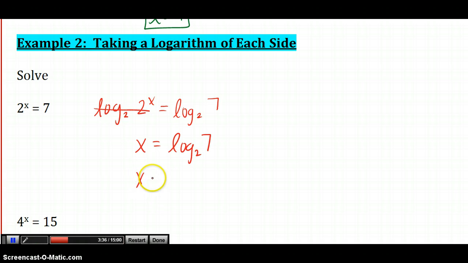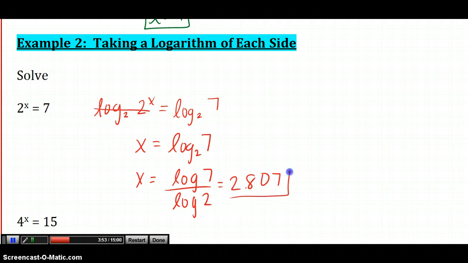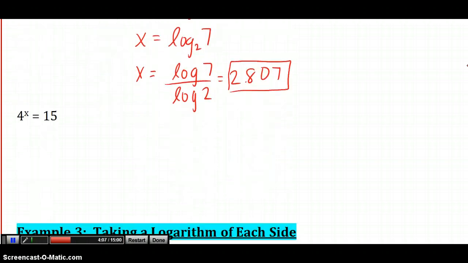So x equals log of 7 over log of 2. And if you type that in your calculator, 2.807. So this would be your answer. Now in all of these, when you're rounding, if the directions don't tell you, if you round to 3 places, that should be enough. So if you could round to 3 places, that would be fantastic.